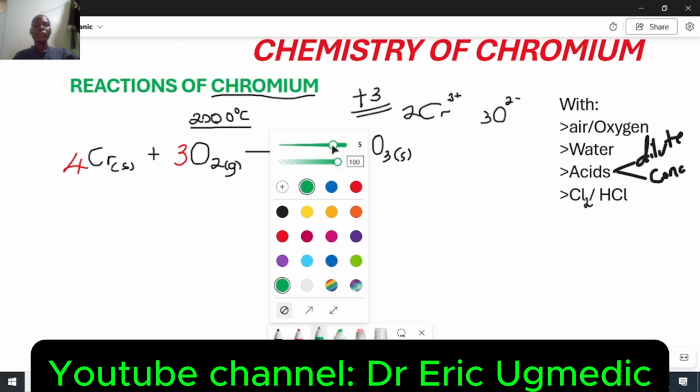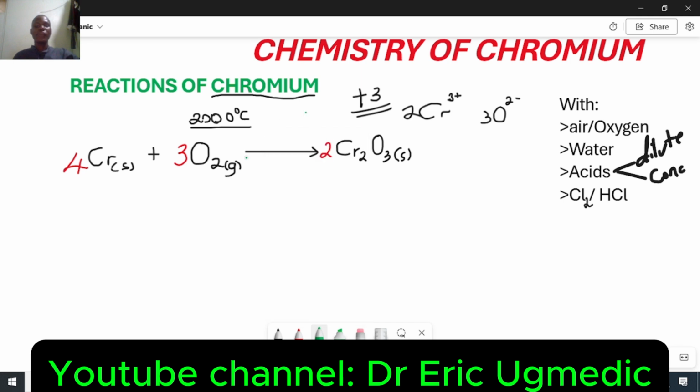So here I'm going to include the temperature. You may not necessarily include it in your equations, but I'm just putting it as a point of emphasis: 2000 degrees Celsius. That's the temperature at which this reaction normally occurs. So you can say that heated chromium reacts with oxygen to form chromium 3 oxide, as simple as that.